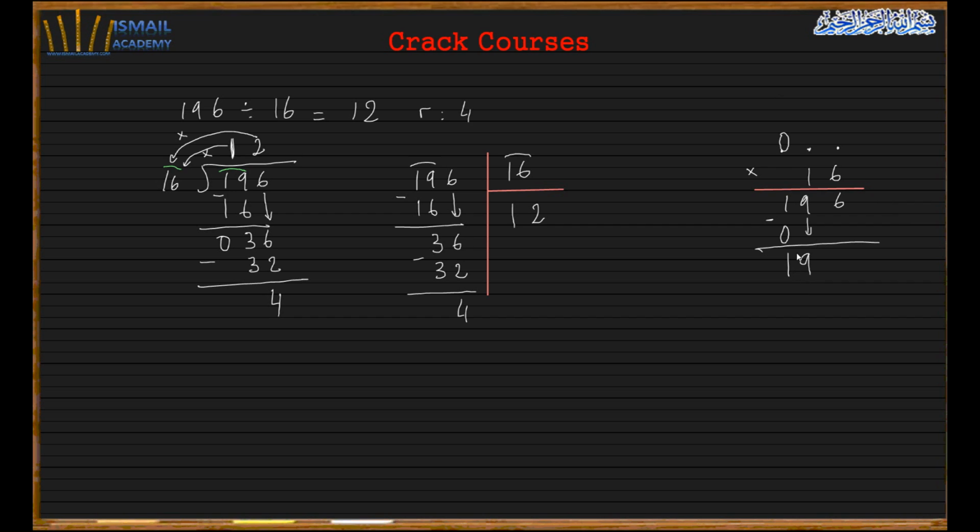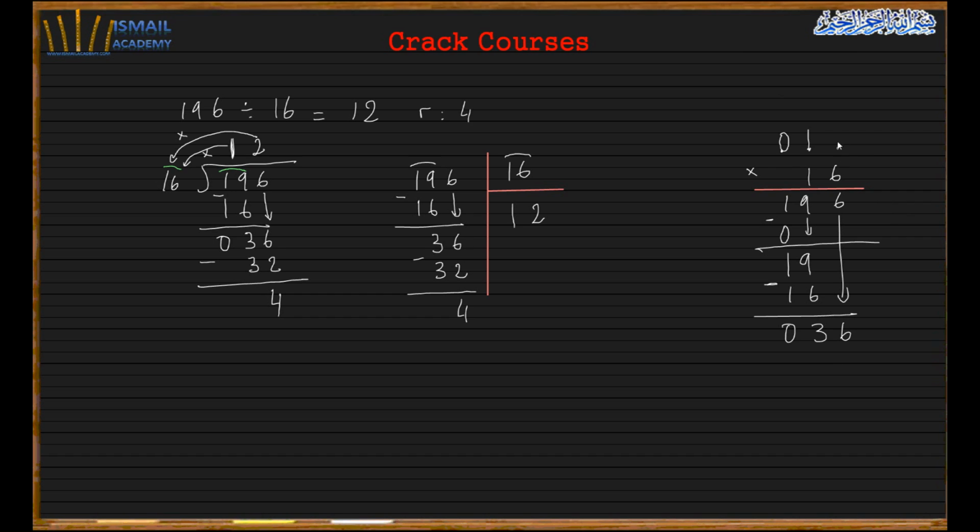So which number times 16, you see I'm talking about that one, which number times 16 will give me 19 or closest to 19? So obviously 1, so I put 1. 1 times 16 is 16, so I put 16 here and I subtract. So here I will have 3, this is 0. 3 is less than 16, so I'll move down the 6 here.